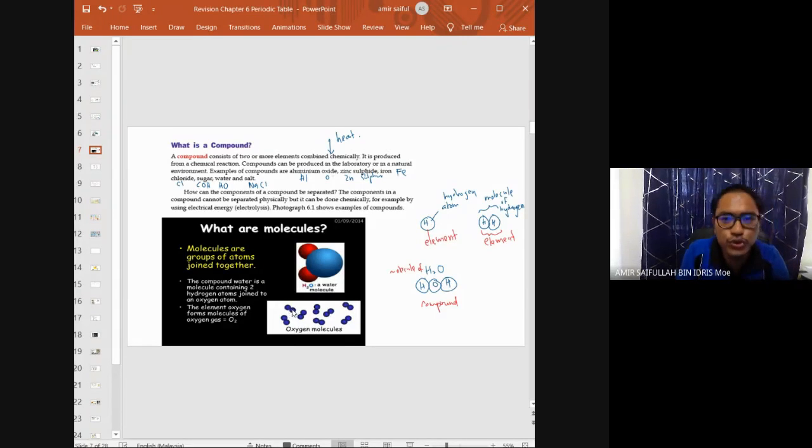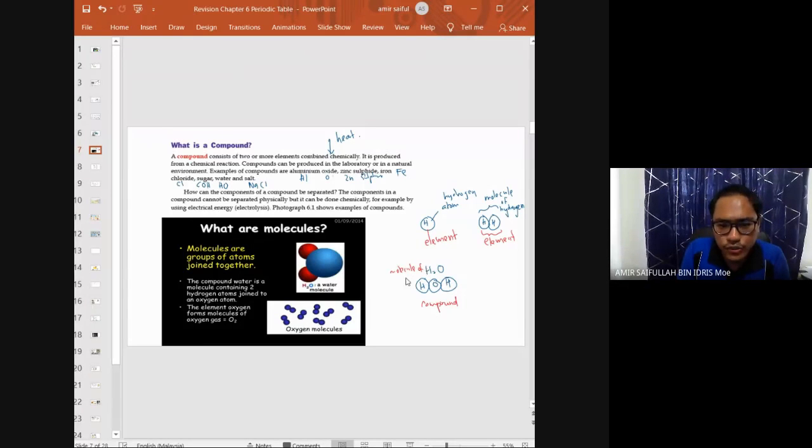So this one, why are they called molecules? Because they have two atoms together. The molecule is a group of atoms joined together, but are they elements? Yes, they are elements, because there is only one type of element, which is oxygen. No other element is combined with the particle here. So this is an element, but it exists as a molecule. They don't exist as one atom, they exist as a molecule.